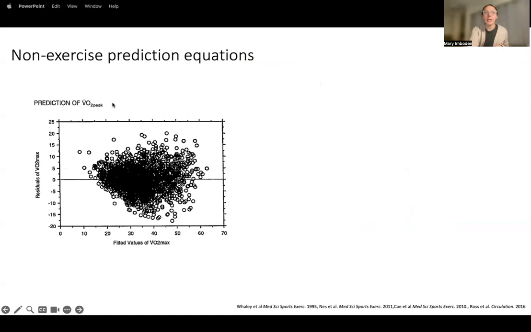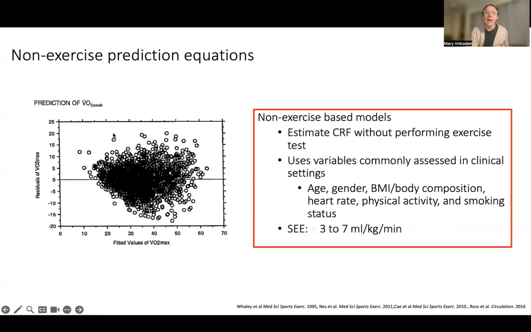Finally, there are non-exercise prediction equations. And the non-exercise prediction equations do come with a lot of error. In these assessments, I should say, we use measurements that are commonly assessed in clinical settings like age, gender, BMI, body composition, heart rate, physical activity, smoking status. And these measures are actually put into a prediction equation.